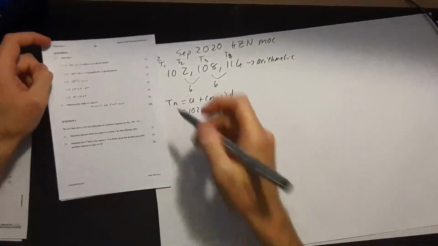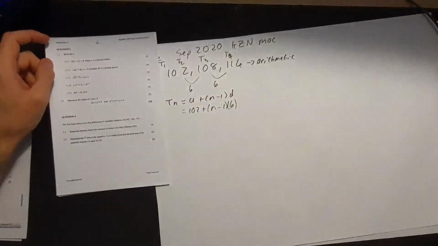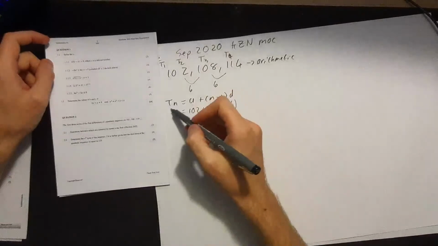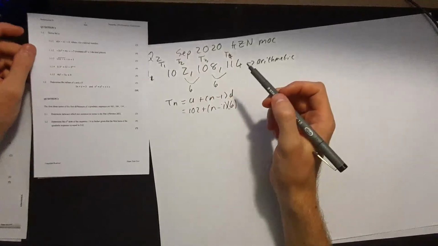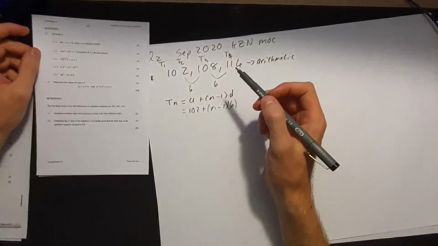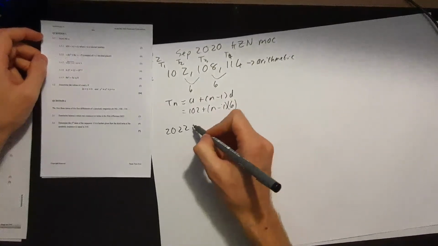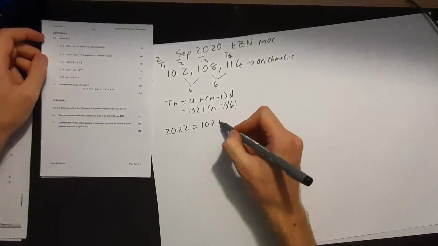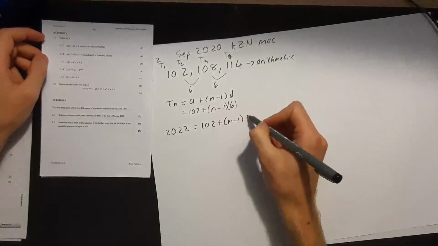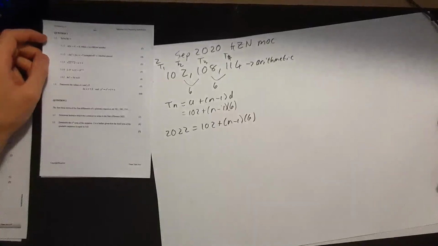Okay, so if we go and look at that one over there, all we need to do is solve for when Tn equals 2022. Okay, so we're going to have 2022 equals 102 plus (n minus 1) times 6. Okay.